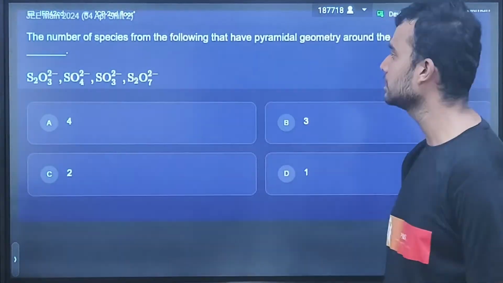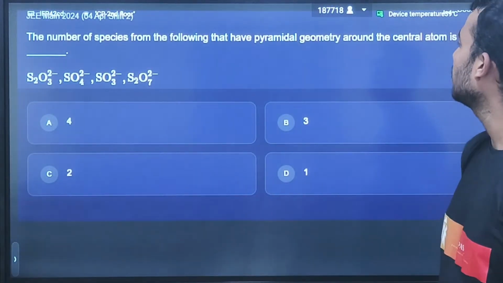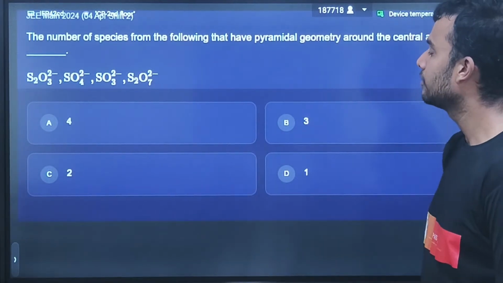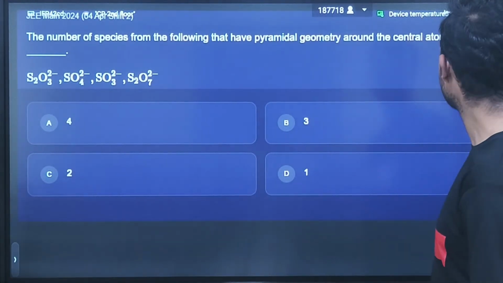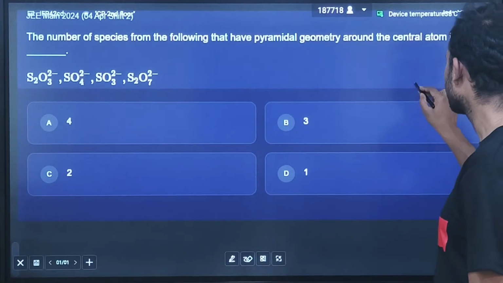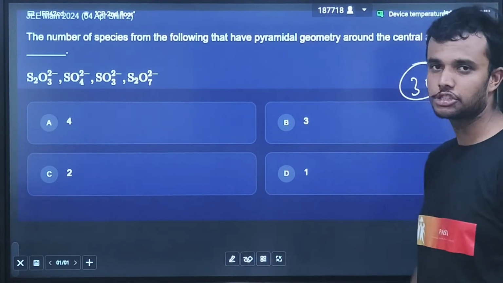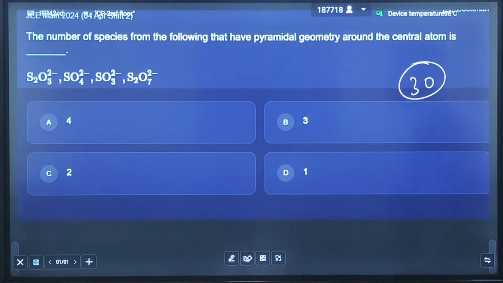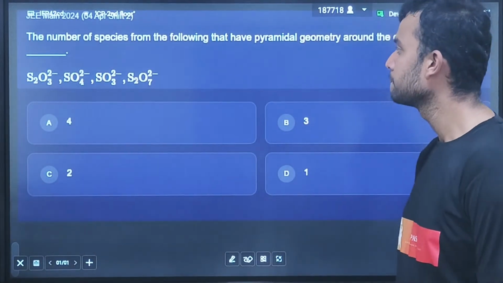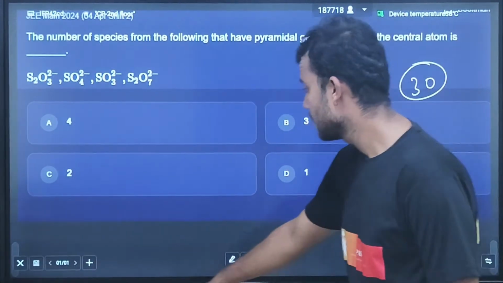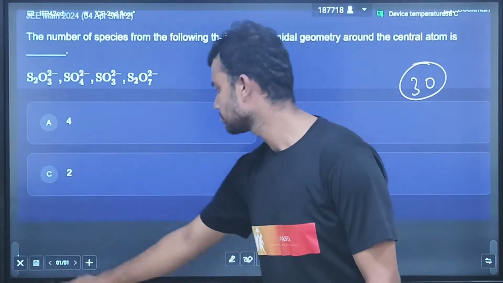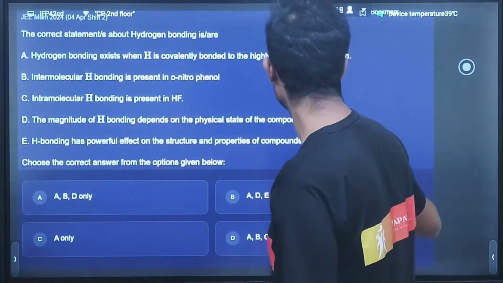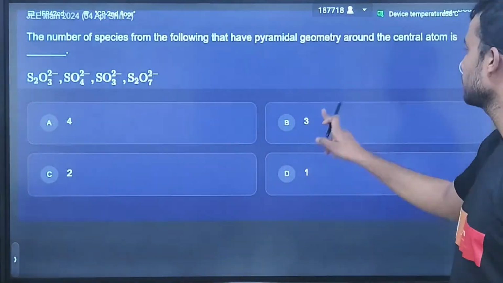Next, we move to the next question, guys. The number of species from the following that have a pyramidal geometry around the center. That is sulfate ion combination is there. Tell me the answer. I will give you 30 seconds. Your time starts now. Fast. What is the answer, my dear students? They are asking about the pyramidal geometry, right? The answer is option B. Option B is correct.